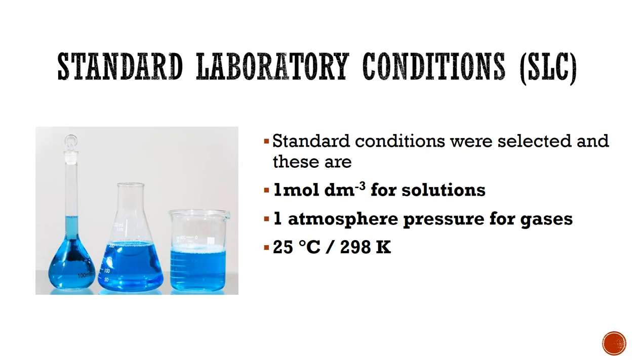Standard conditions is 1 mole per decimeter cubed for all solutions, the electrolytes and everything else, and then 1 atmosphere pressure for gases. This is 100 kilopascals, and then 25 degrees C, otherwise known as 298 Kelvin. So 298 Kelvin for our temperature, 100 kilopascals for our pressure, and 1 mole per decimeter cubed for our solutions. If we have that, then all the conditions are said to be standard. So we have standard laboratory conditions, and the electrochemical series should hold.